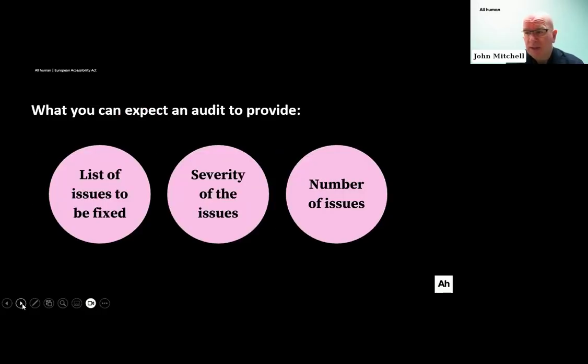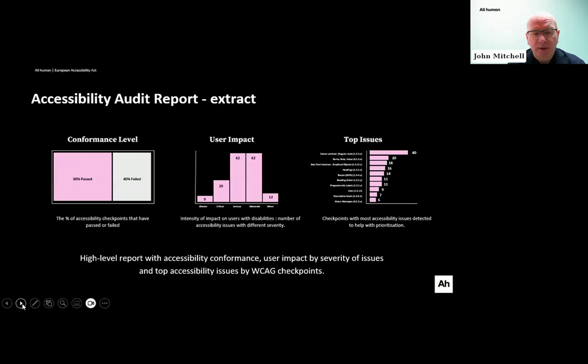So typically an audit will elicit a number of things. It will list the issues to be fixed naturally. It will also rank them by severity in terms of their impact on an audience with visual impairment. And it will obviously give you a quantum of issues. So you're really on the naughty step if you get a high quantum of issues that are of a high severity level. And they're issues that typically tend to be prioritized in order of severity. If you'd like to go on to the next slide, please.